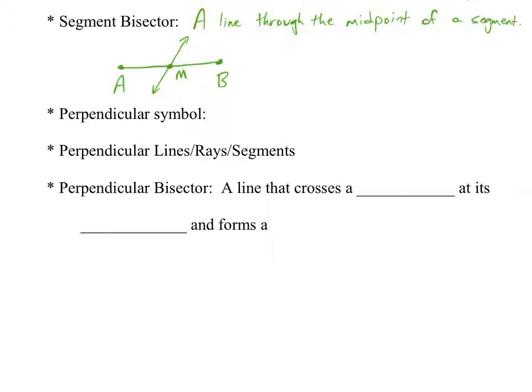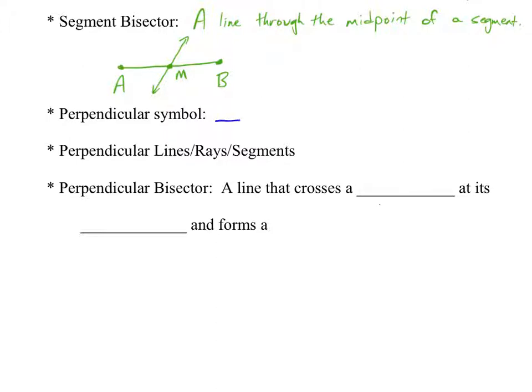So if we were to jump down to perpendicular lines, they are two lines that cross with what angle? Diagonal? Horizontal? So this angle here is less than 90. It's acute, right? This angle here is bigger than 90. It's obtuse. If we wanted to have those lines be perpendicular, it'd have to be a 90-degree angle, right?